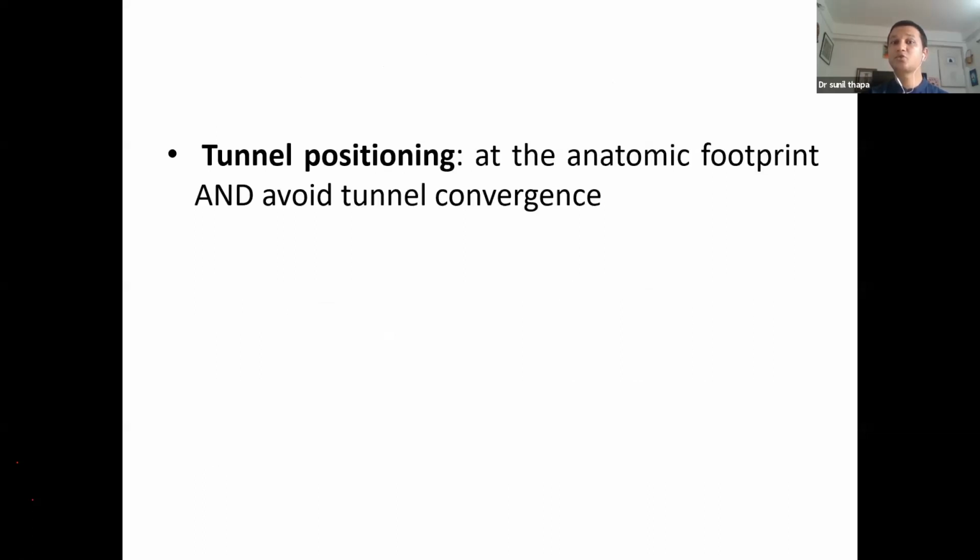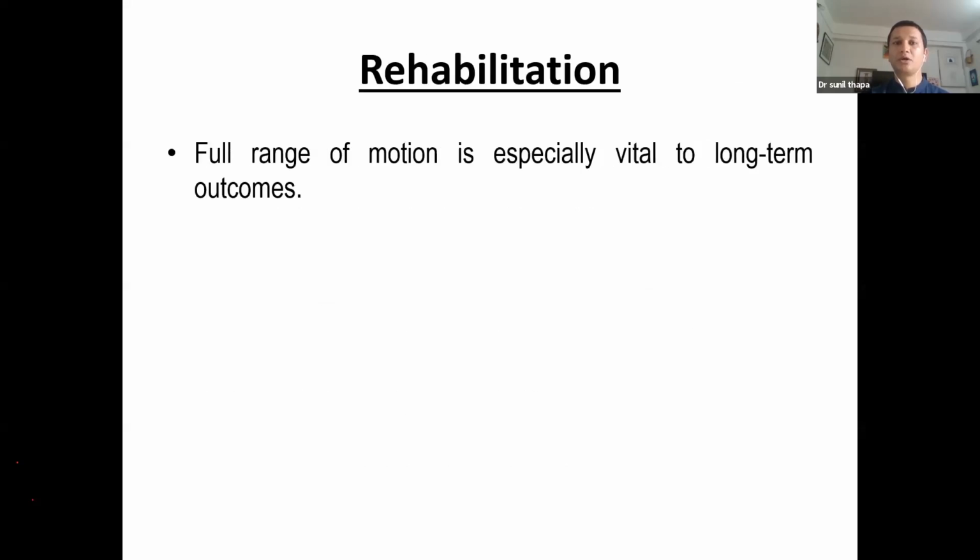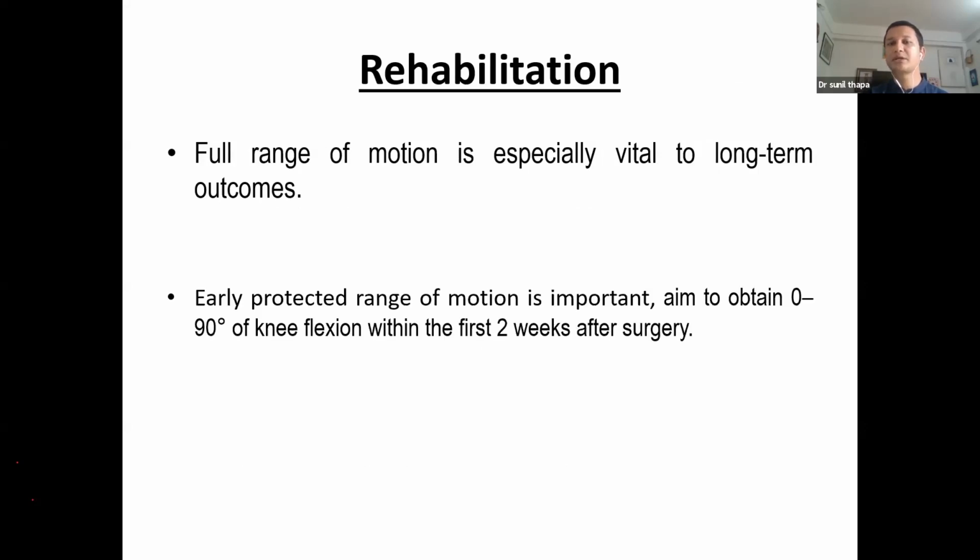And tunnel positioning should be anatomic, and we should try to follow those principles as discussed so as to avoid tunnel convergence. And the fixation and the tensioning sequence must also be followed for getting a proper outcome. So for rehabilitation, the expectation is always a full range of motion, but it is not always feasible. An early protected range of motion is important, and we should aim to gain 0 to 90 degree of knee flexion within the first 2 weeks after surgery.